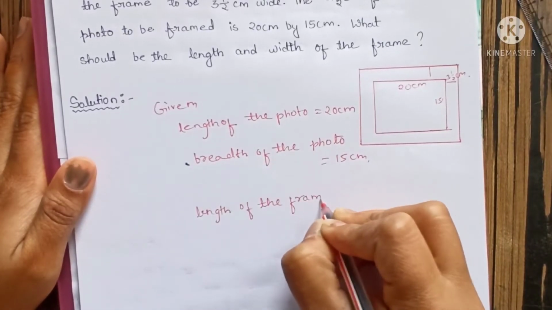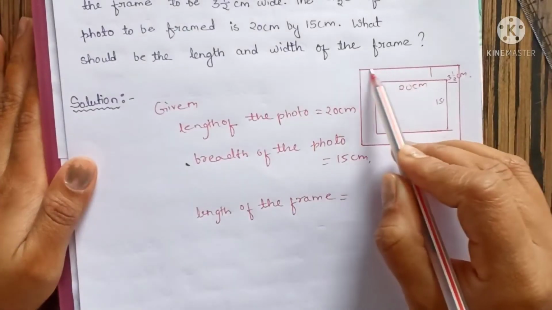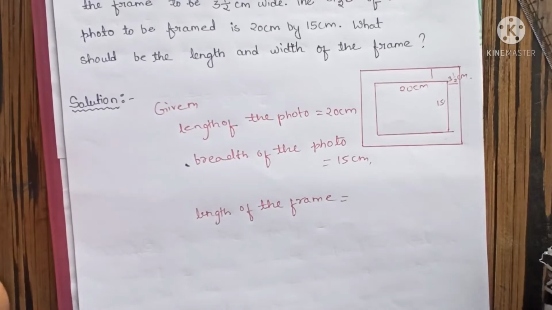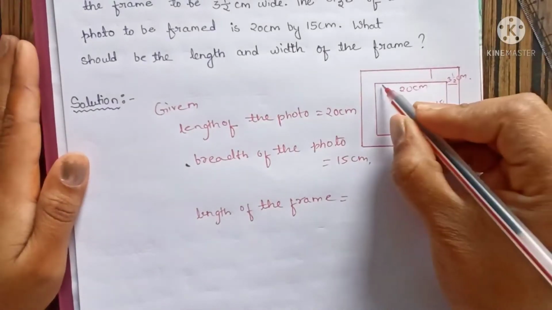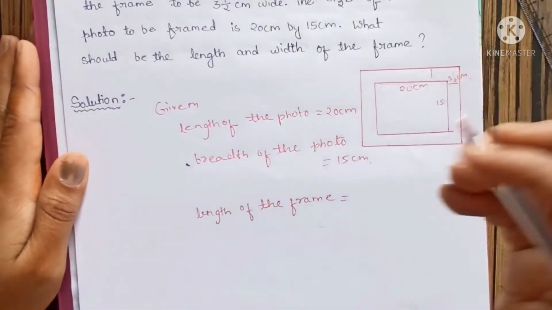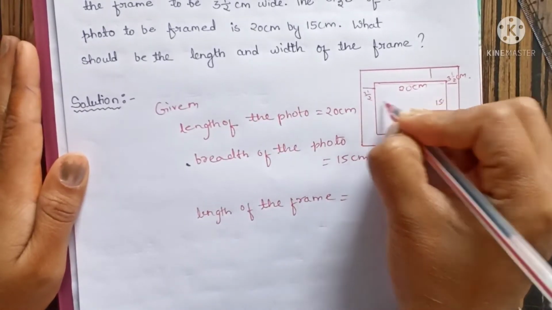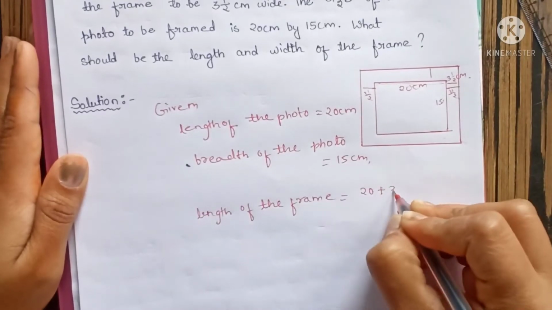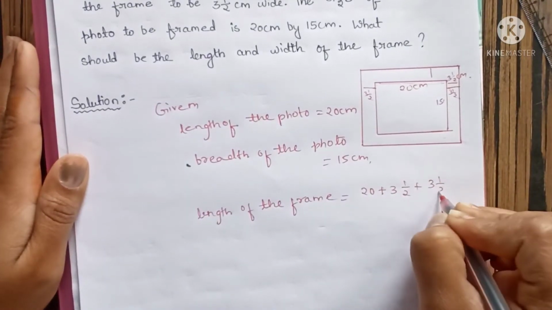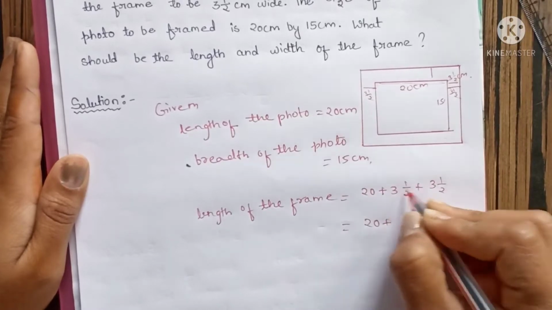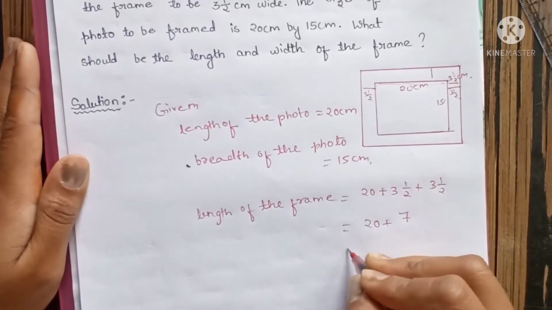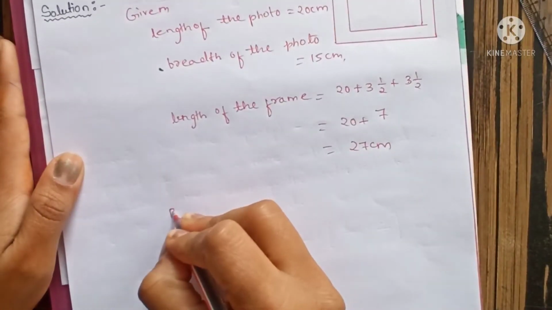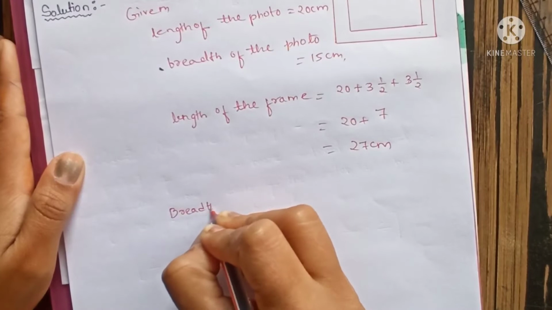Now see, the frame is bigger than the photo. This is the frame, this is the photo. The frame is bigger than the photo. Now how much big is it? So 20 cm is the length of the photo. From here it is 3.5 more, and from here also 3.5 cm more. So what we have to do, 20 plus 3.5 plus 3.5. So here we will get 20 plus 3 plus 3, 6, half plus half 1. So 27 cm is the length of the frame, and width or breadth is the same thing.